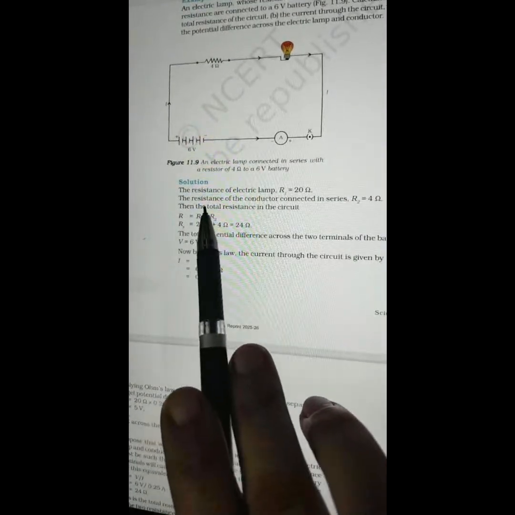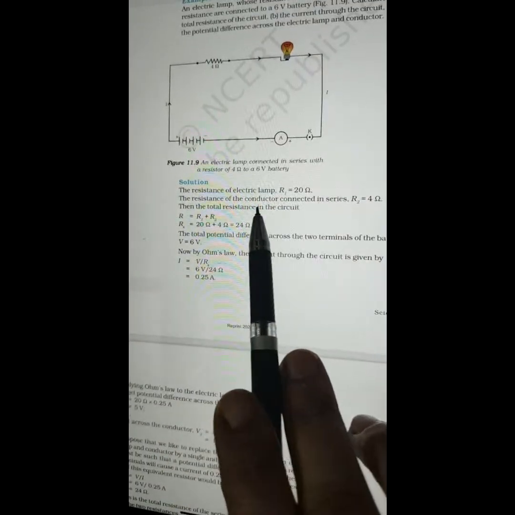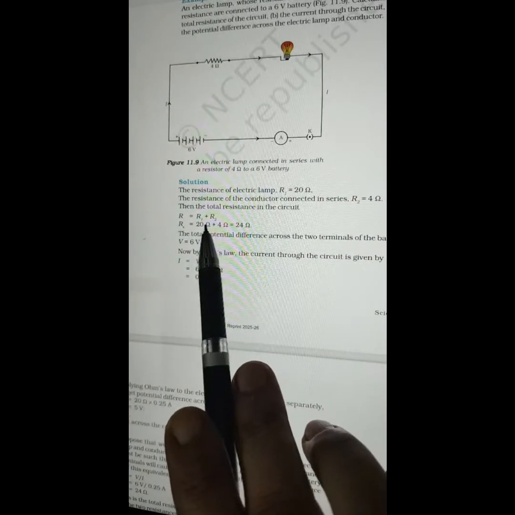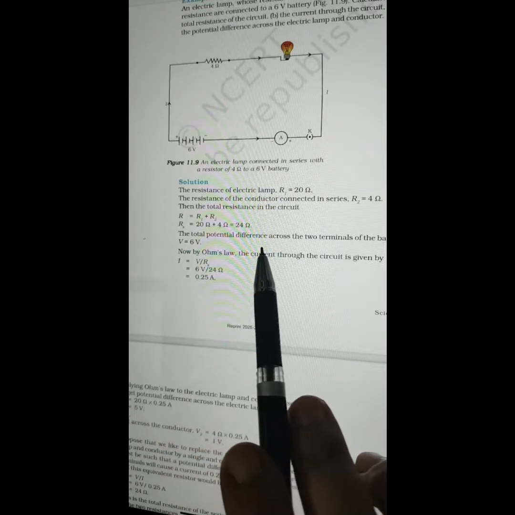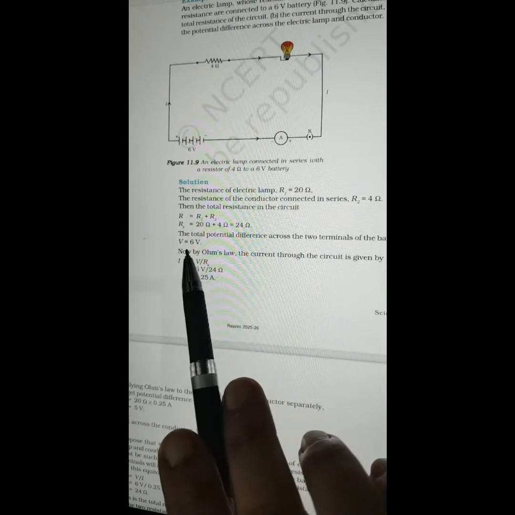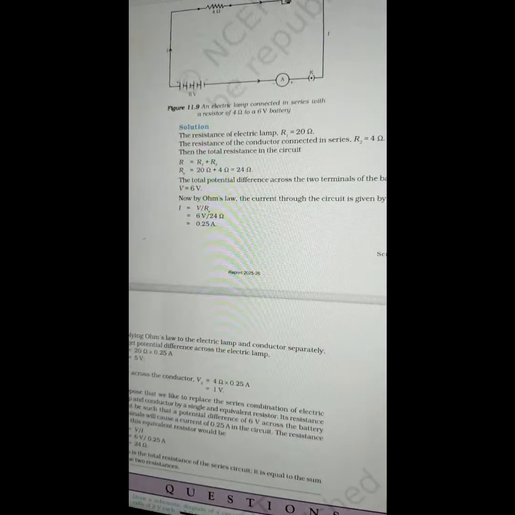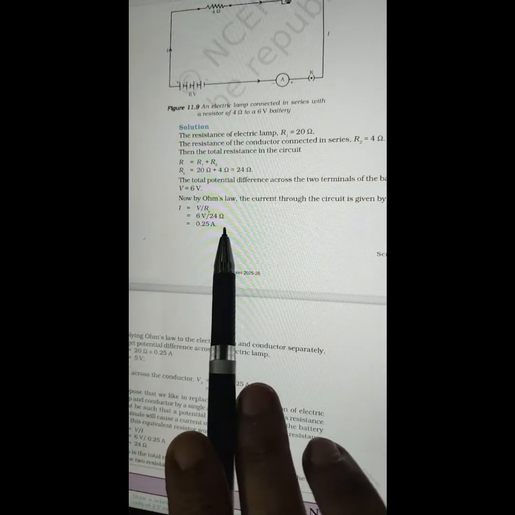Solution: the resistance of the electric lamp R1 is equal to 20 ohm. The resistance of the conductor connected in series, R2, is equal to 4 ohm. So total resistance will be R1 plus R2. After putting the values, you'll get 24 ohms. The total potential difference across the two terminals of the battery V is equal to 6 volt. Now by Ohm's law, the current through the circuit is given by I equals V by R. So it will become 6 volt divided by 24 ohm, which equals 0.25 ampere.